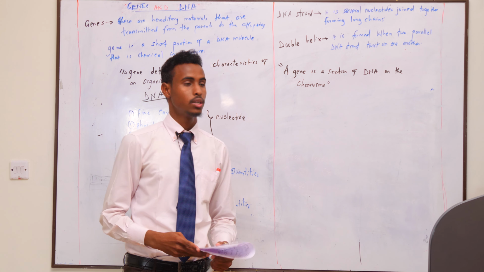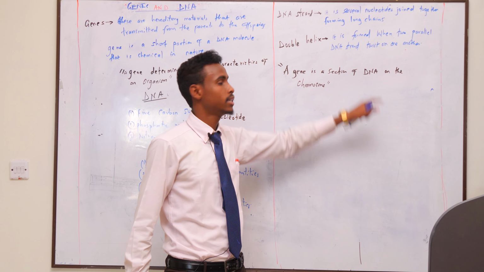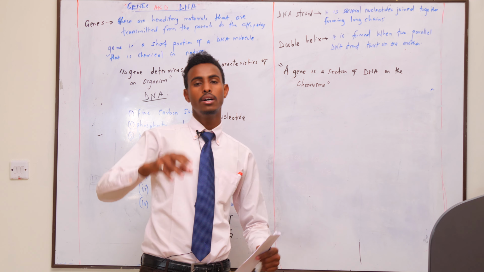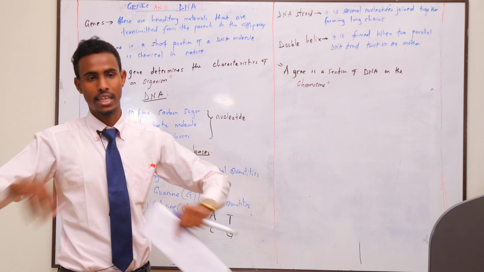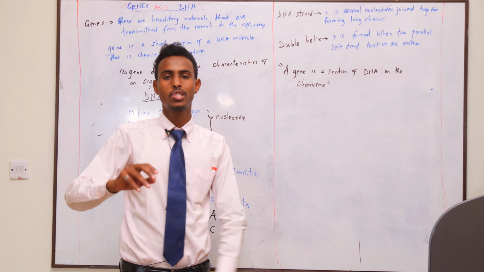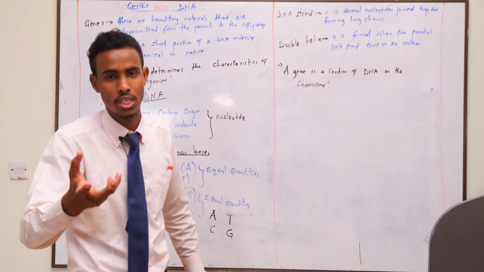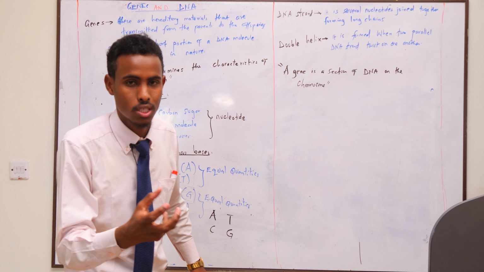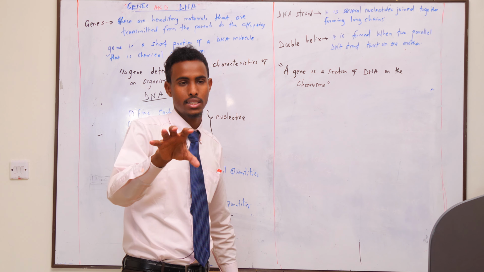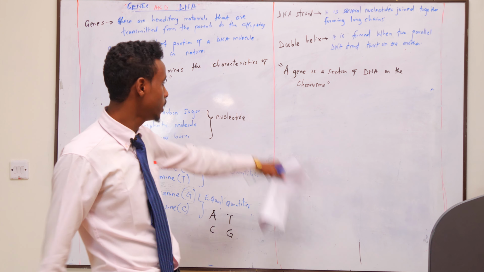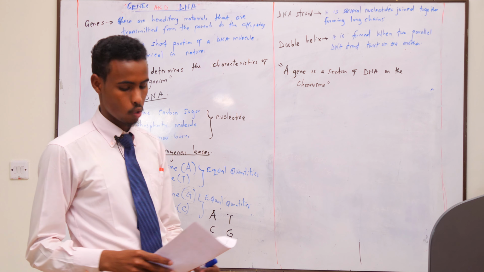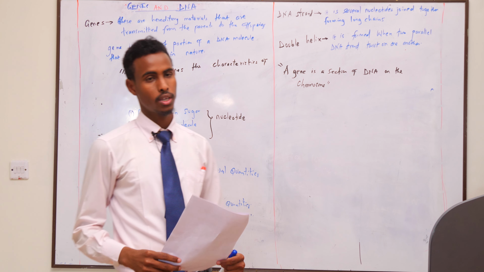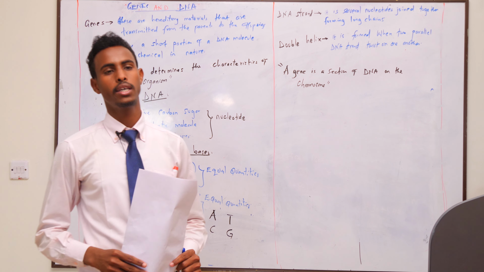And we said that the DNA is like the instructional manual of long chains that contains different codes for different characteristics, while a gene contains specific proteins with specific amino acids that code for a specific characteristic. And therefore, we say a gene is a section of the DNA on the chromosome.